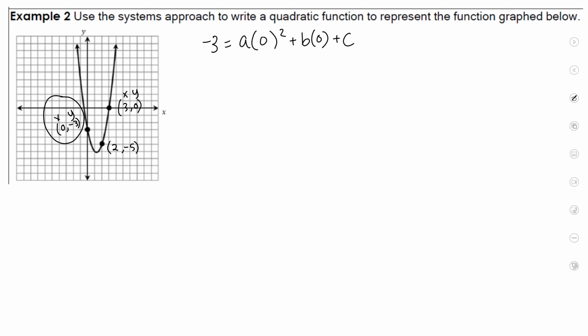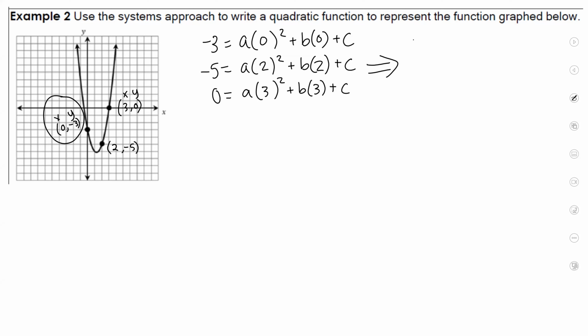Okay, I like that first one. Okay, the next one. The y value is -5, and we're going to plug in the x value 2. And the last one, the y value is 0, and we're going to plug in 3 this time. Okay, so now we're going to simplify these equations.